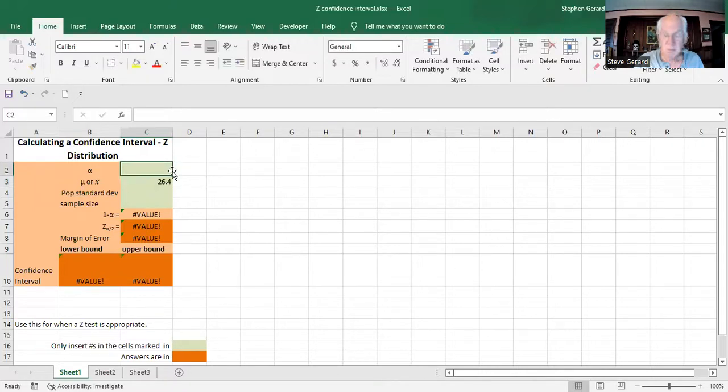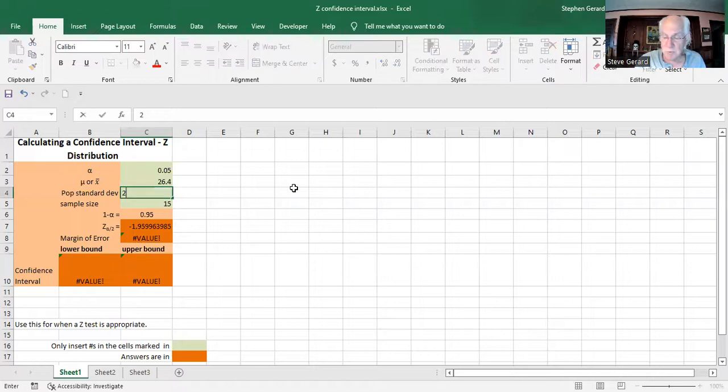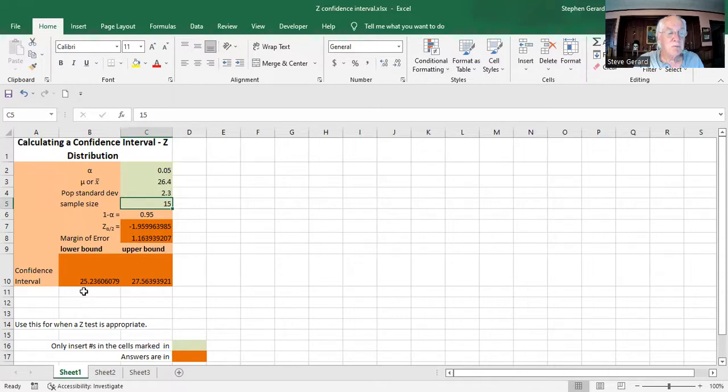I want a 0.05 level. My sample size, and this is the place I get killed, is 15. The population standard deviation, well, we don't know. Let me say that the population standard deviation is 2.3 years. I just made that up. What it would say to me is if that were true, then the confidence interval would be between 25 and 27 years old. 95% of the folks would fall in that range.